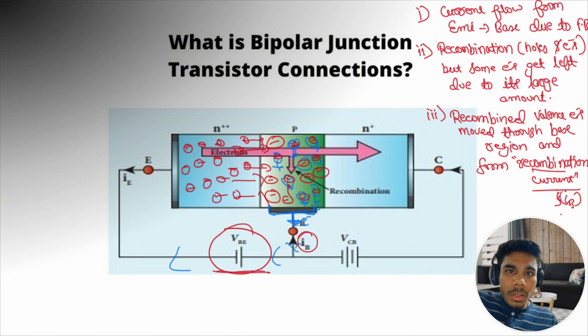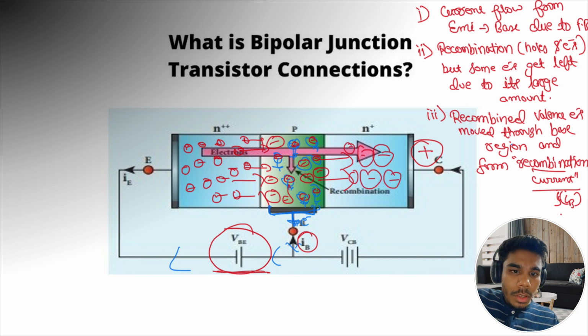Now the left-over electrons will start moving towards the collector region due to the polarity, the positive charge that is present. It attracts the electrons from the base region, so the electrons get attracted towards the collector and start moving to this side. So the current IC is on this side. All three currents are diffusion currents. As we can see, they flow due to the concentration of the carriers, the electrons. That's why it is called a diffusion current.